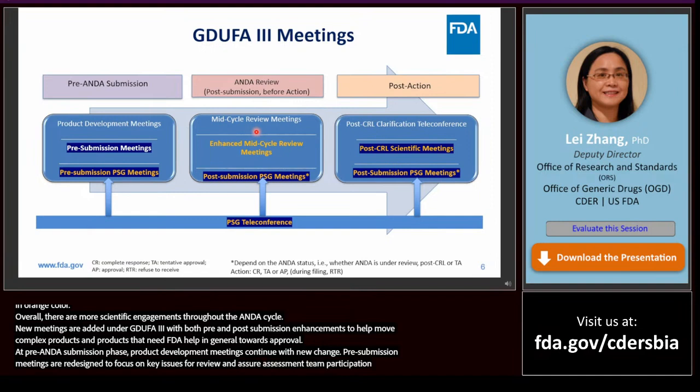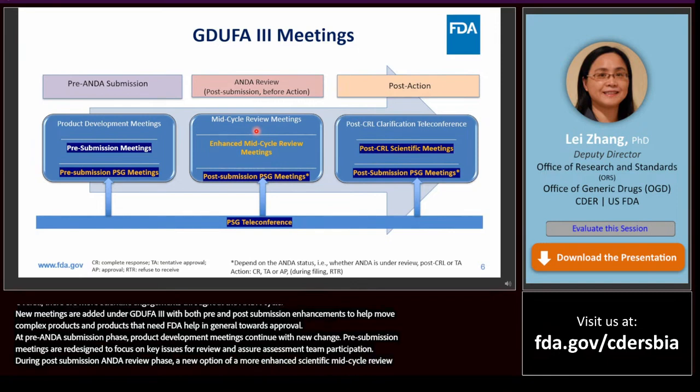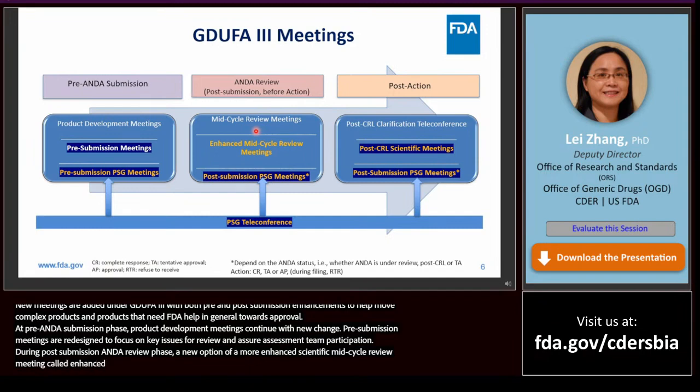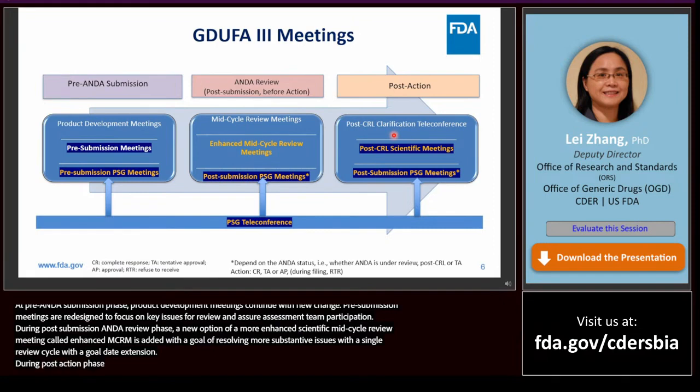During the post-submission ANDA review phase, a new option of a more enhanced scientific mid-cycle review meeting, called Enhanced MCRM, is added, with a goal of resolving more substantive issues within a single review cycle with a goal date extension. During the post-action phase, a new post-CRL scientific meeting is established to engage in scientific discussion and facilitate subsequent cycle approval.